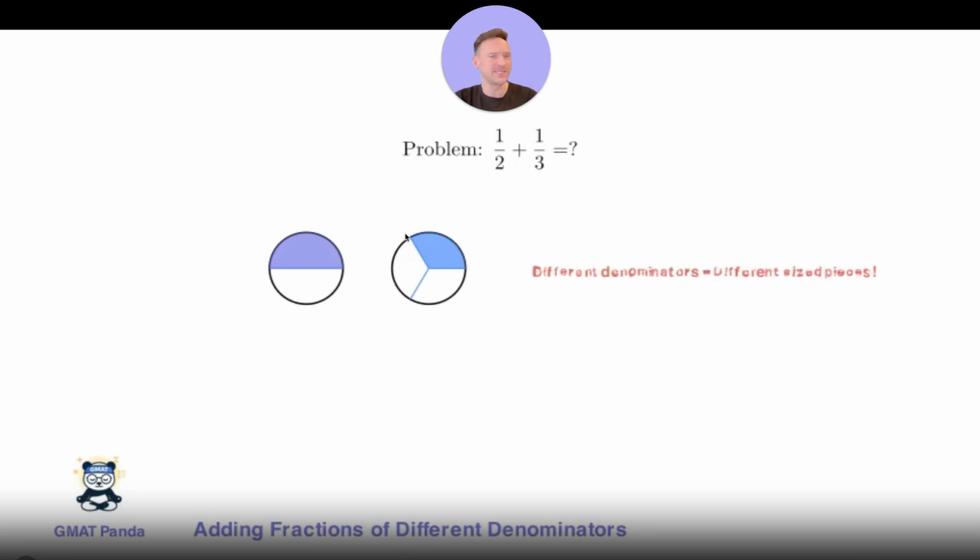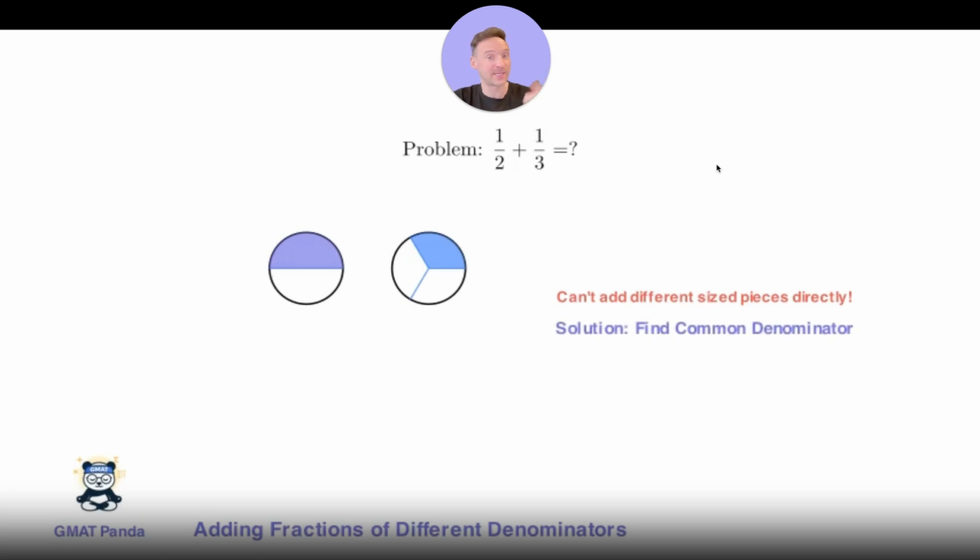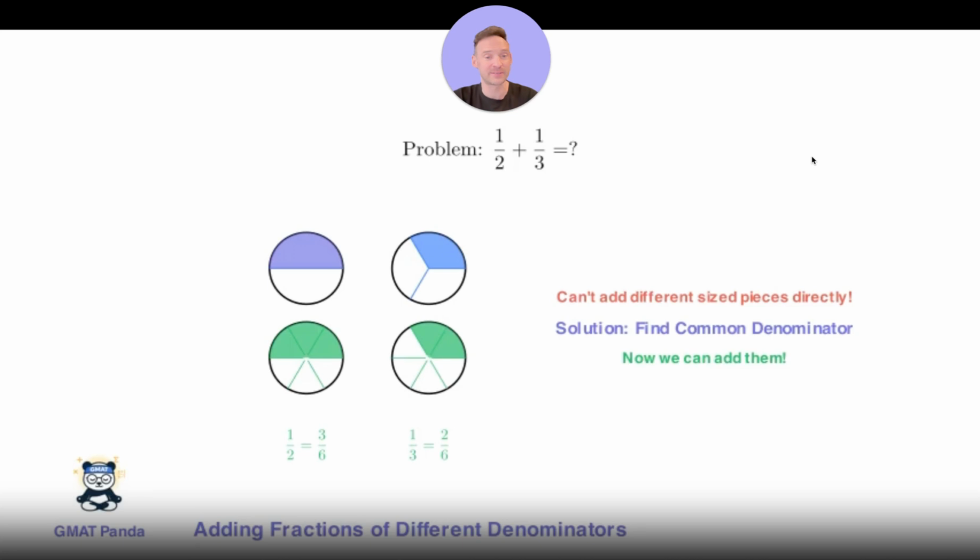Now, since these 2 pieces are of different size, it's not obvious exactly how much we're going to get as a result. We can see from the picture roughly how much cake we're going to get, but to be precise, it's a little bit hard because these pieces are of a different size. Now, what if we slice the cake a little bit differently? In this case, we're slicing it into 6 parts.